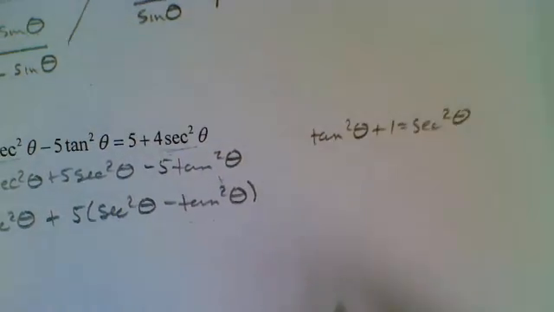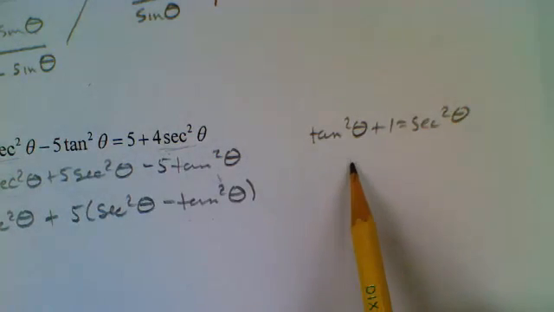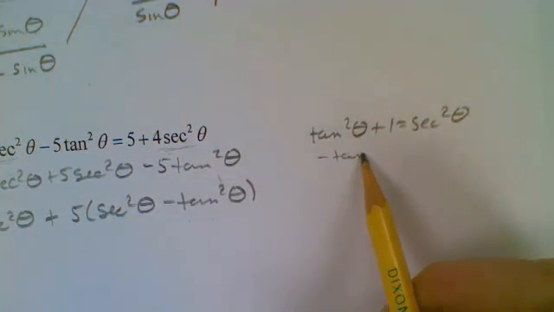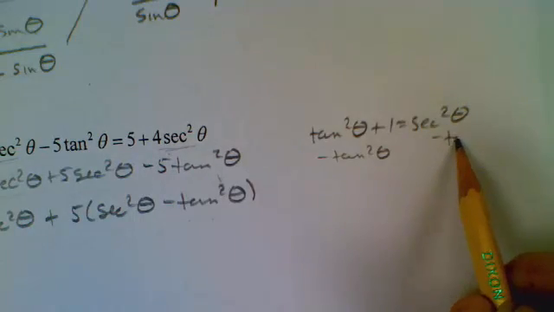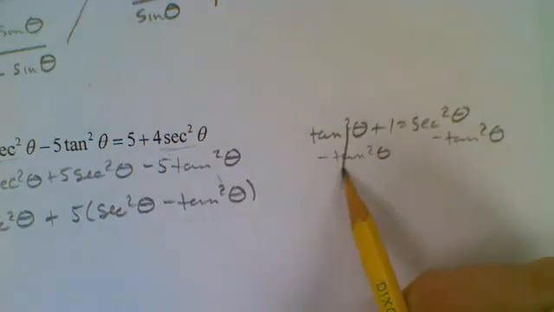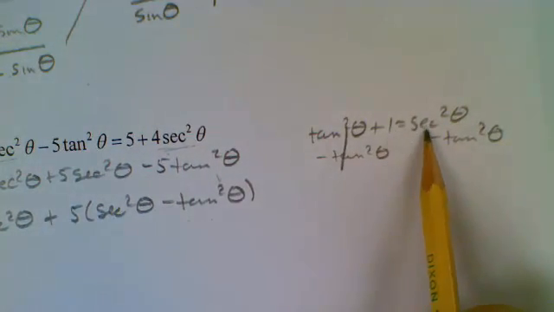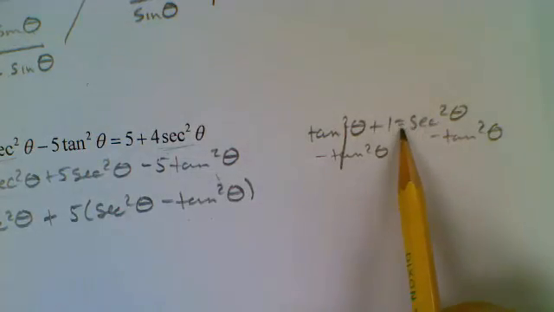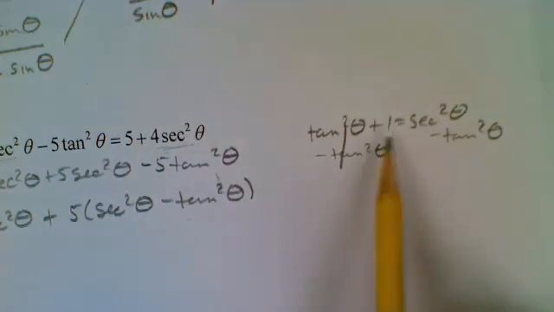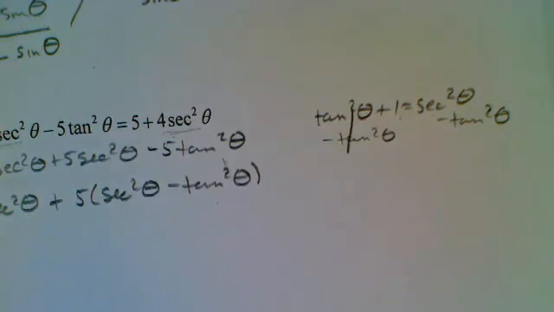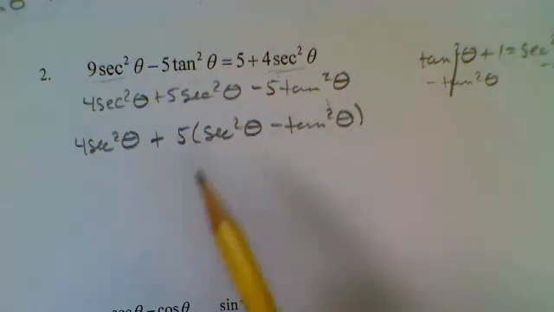Tangent squared plus 1 is secant squared. So if I take secant squared and take away tangent squared, which means I have to take it away on both sides, I will get that that equals 1. So secant squared minus tangent squared is 1. Again, you don't have to show me that work, but that's why I can say that this piece right here is 1.